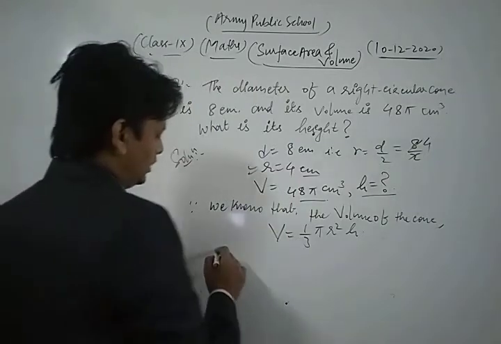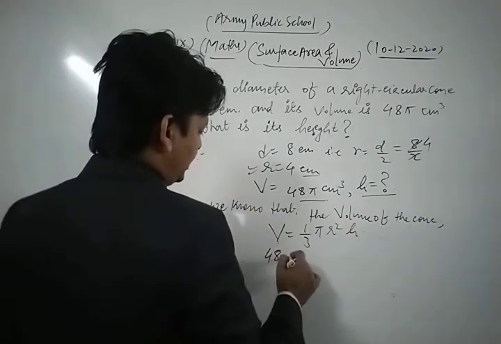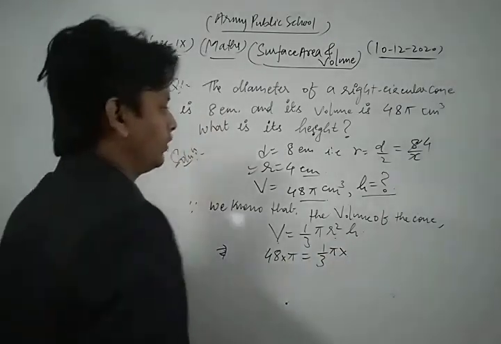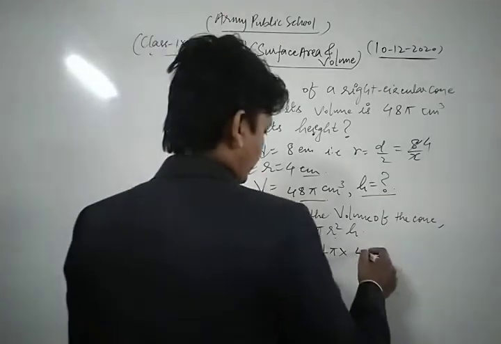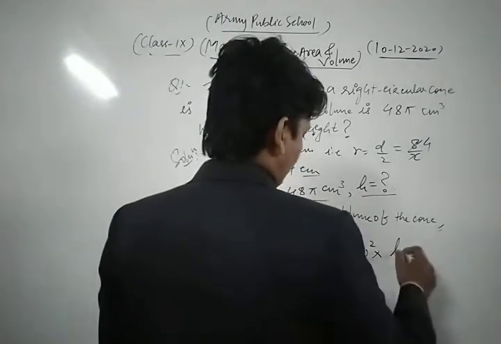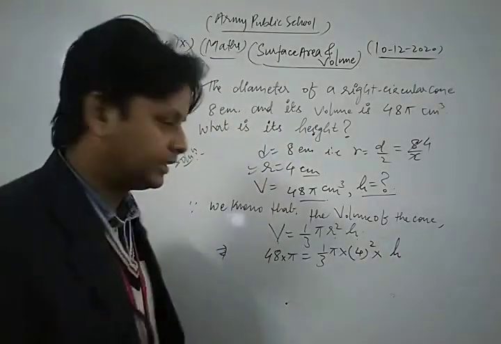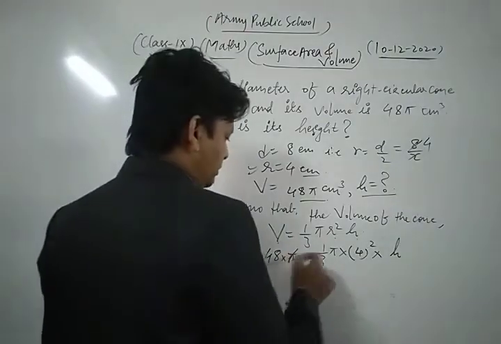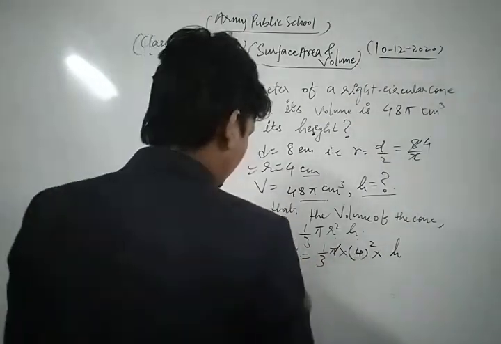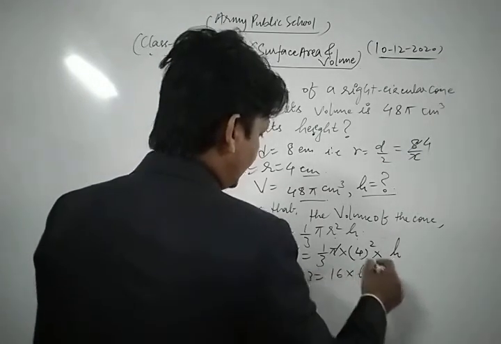So we get, the value of volume is 48 into pi, which is equal to 1 by 3 into pi into r square. The value of r is 4, so we write 4 square into h. We find that, so we write h as it is. Now here pi cancel each other. So we get 4 4s are 16, so 48 into 3 is equal to 16 into h.